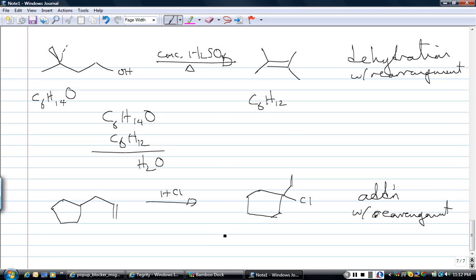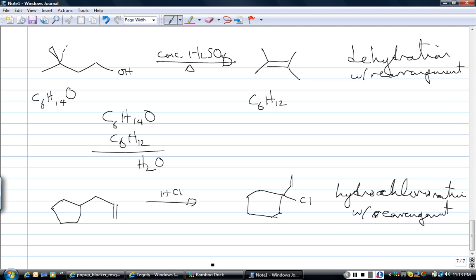Now, if I wanted to be thorough, and the question was to describe this reaction as completely as you can, I would say that this is a dehydration with rearrangement. For this one, I would call it a hydrochlorination with rearrangement. So I'd specify the kind of addition reaction. So it's a hydrochlorination with rearrangement.